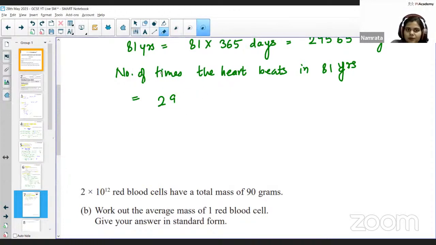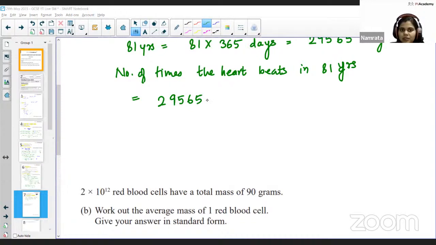29,565, 9,565 times, yes, 10 raised 5. Yes, it has been given in the question, the very first sentence. Now we'll try and keep it in the standard form. So that being the reason, I'll try and make it in this way. Since I'm putting up a decimal point and I'm counting the digits, there are 4 digits. So that would be 10 raised 9 here.